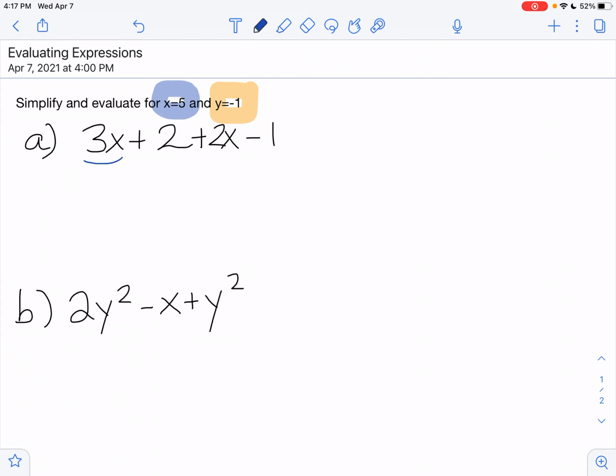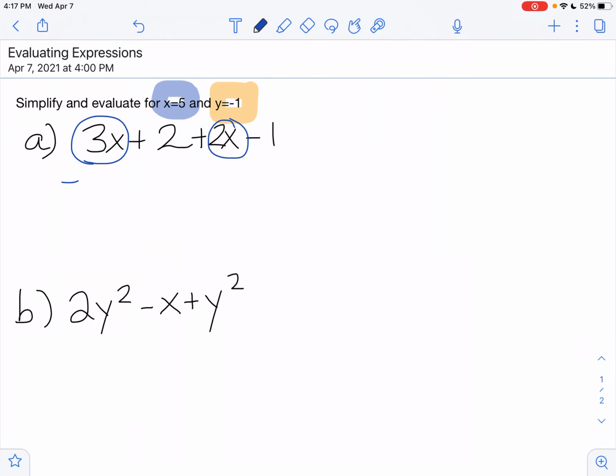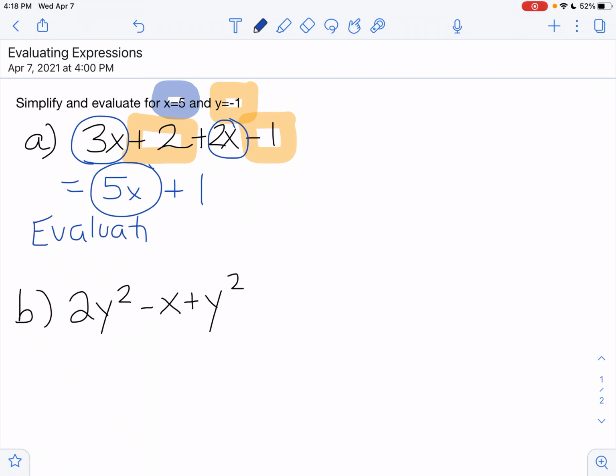So in part A, I notice there's a 3x and a 2x. Those are like terms. I can add them together to get 5x. And then I can look at the plus 2, which is a constant, and I can take away 1, which gives me plus 1. Now I have an expression that I can evaluate by substituting in a value for x.